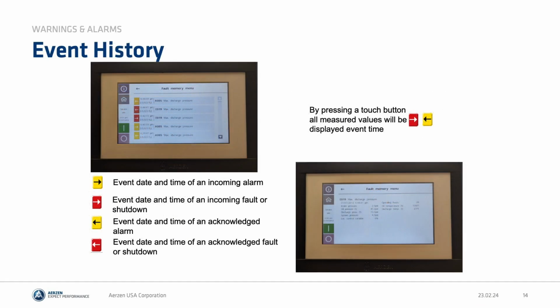In order to access the event history, you can simply select the System Menu button, then Service, and then Fault Memory. In this section, you can see the events, when they took place, and when they were acknowledged. By selecting the arrow, you can see all measured values from that event time.